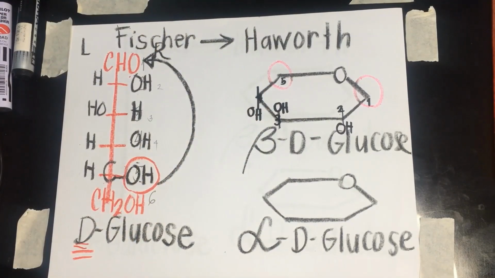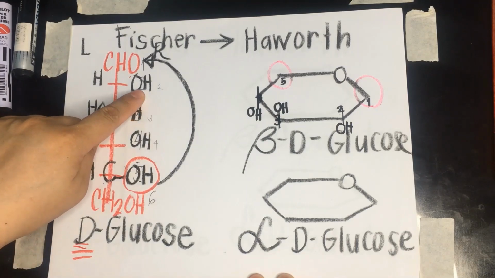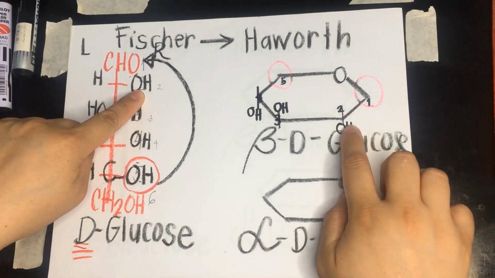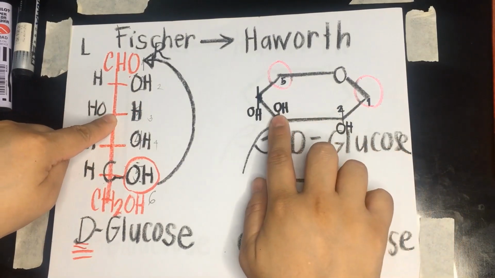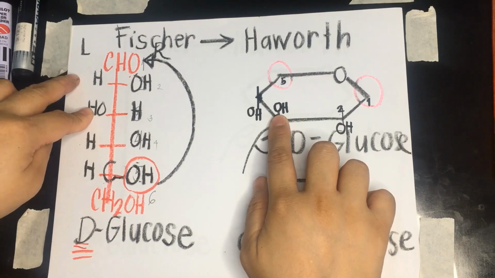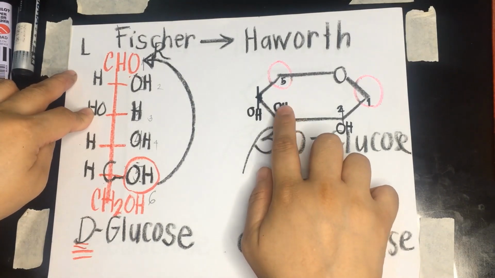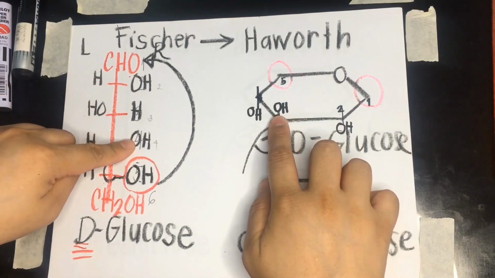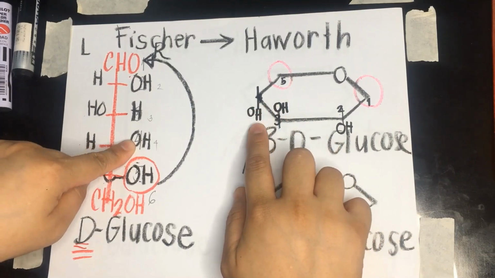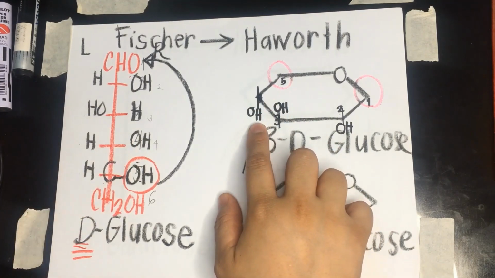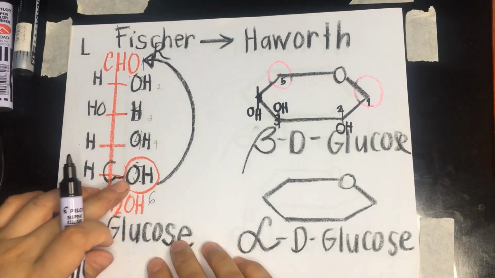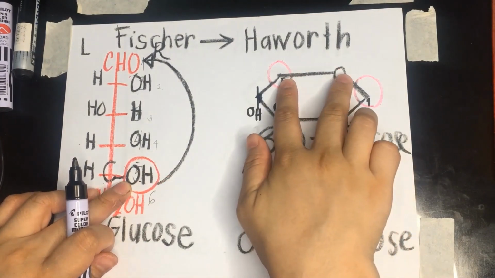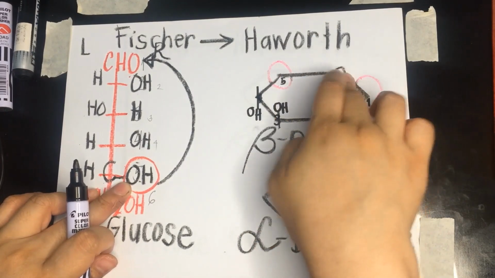Okay? So again, let us double check our answer. For carbon number 2, we have it on the right side. That's why it is located below. Next, carbon number 3, the hydroxyl group is located on the left side. That's why it is on top. Carbon number 4, the hydroxyl group is located on the right side. That's why it is located below. Next, for our carbon number 5, this one is carbon number 5. So it has already bonded with oxygen.